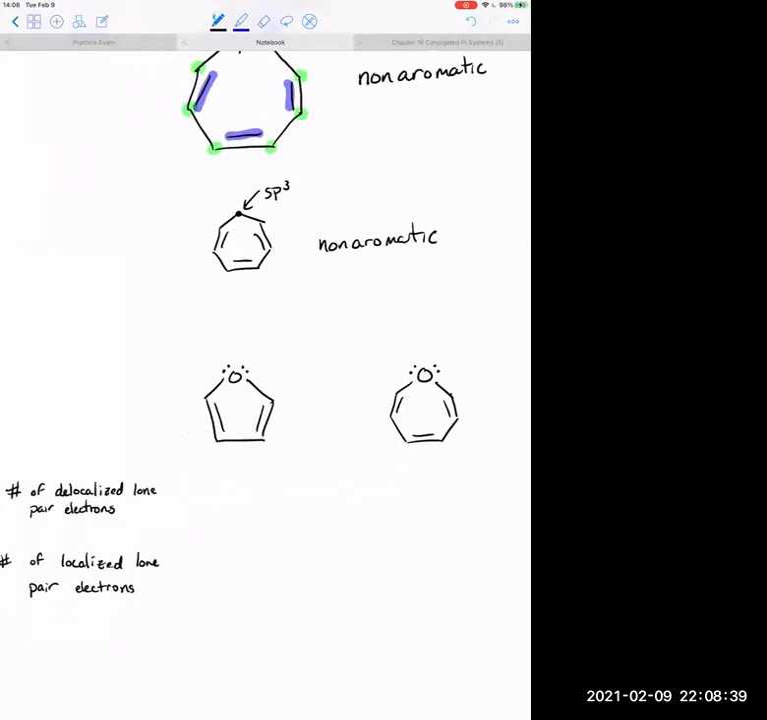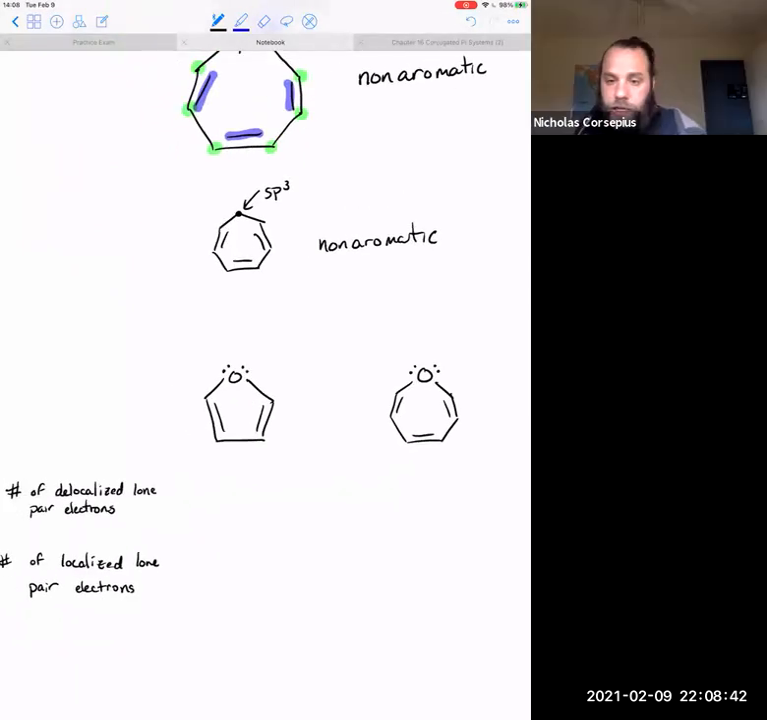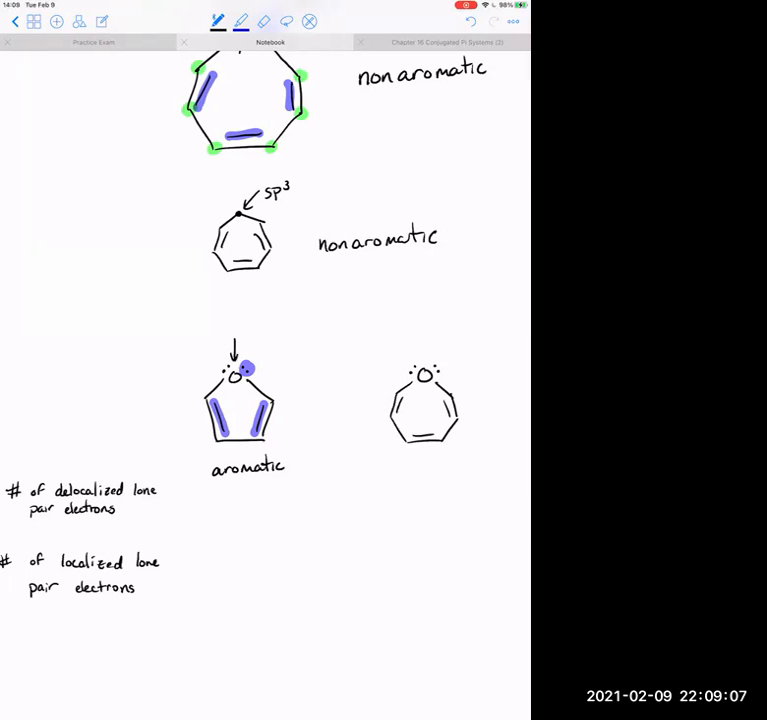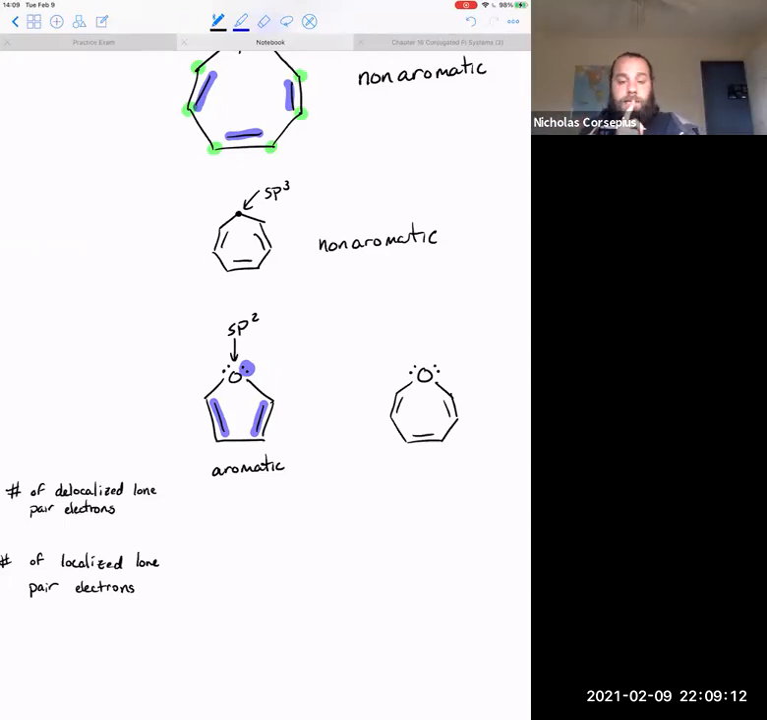All right, so again, this is a very similar example. Here we have 1, 2. If this pair of electrons was included, that would be 3 pairs or 6 electrons. That's good. That's aromatic. And that would make this oxygen what hybridization? sp2. Right, that gives me everything in that ring being sp2.